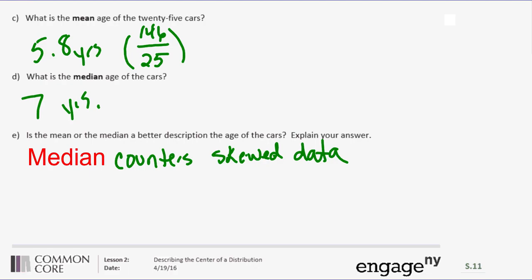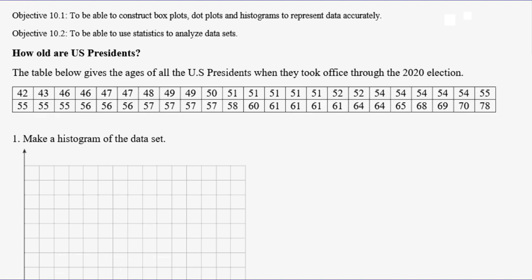All right, we're going to take a look at another set of data talking about the ages of U.S. presidents. So this is for the ages of the presidents that took office through the 2020 election, and they are here in numerical order, right? So that helps us because everything is from their smallest to the largest.